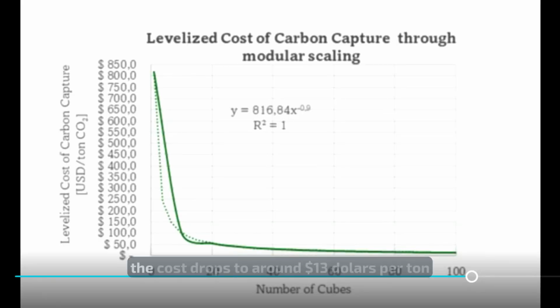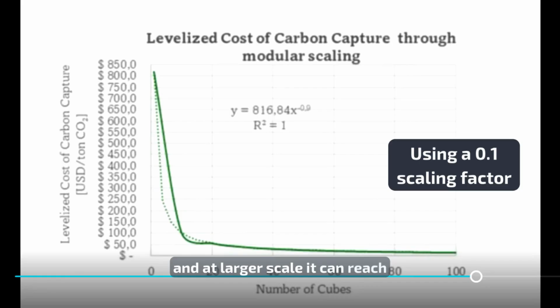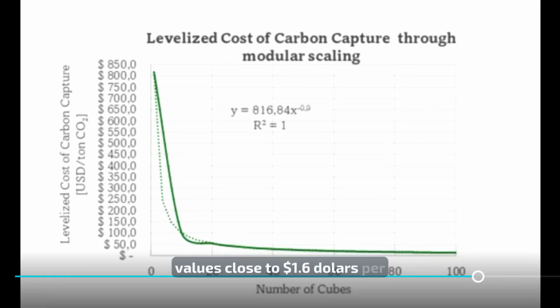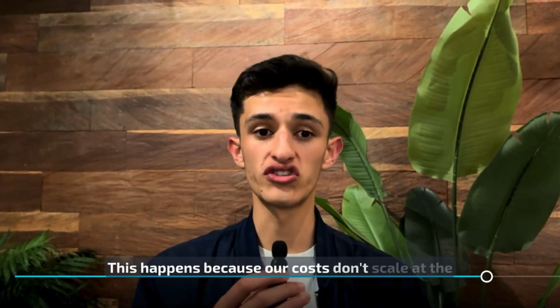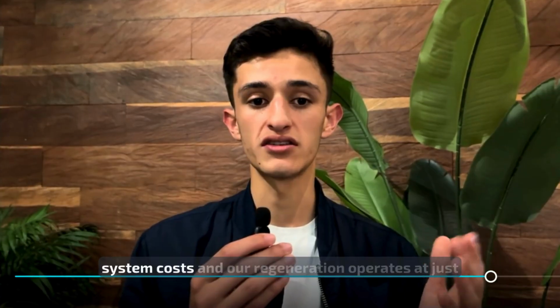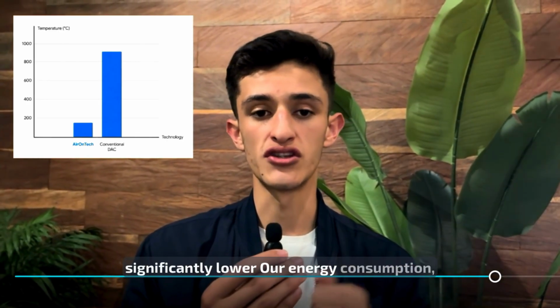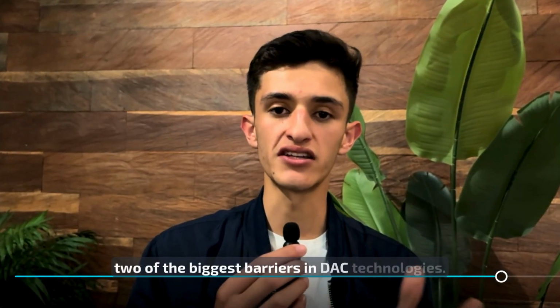With 100 units, the cost drops to around $13 per ton, and at larger scale, it can reach values close to $1.6 per ton. While capacity increases linearly, the cost per ton decreases, making the system increasingly efficient. This happens because our costs don't scale at the same rate as capture. Our adsorbent represents less than 2% of the total system costs, and our regeneration operates at just 450 degrees Celsius, significantly reducing energy consumption. This gives us a key advantage. We can scale without being constrained by material or energy costs, two of the biggest barriers in DAC technologies.